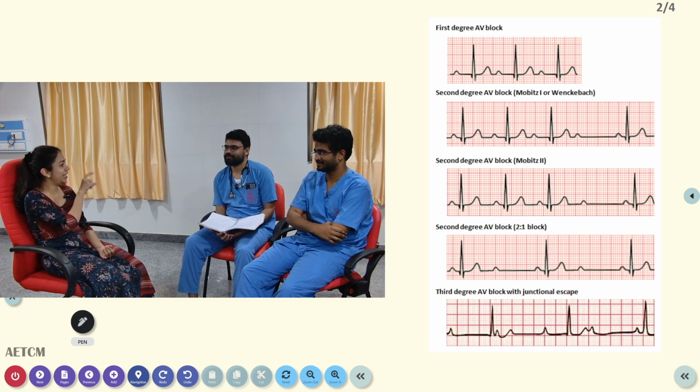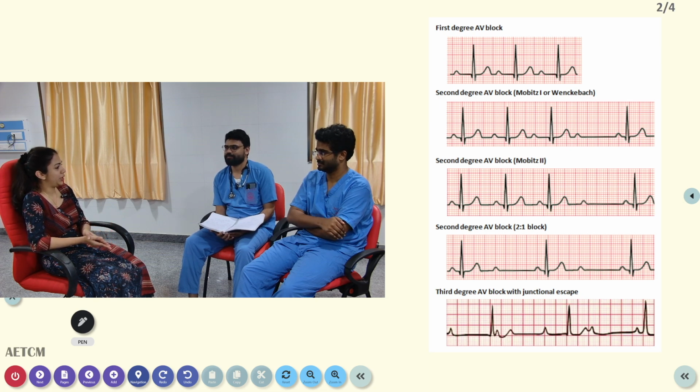So C for cardiac, D for drugs. Then E, electrolytes. As you saw, hyperkalemia. Then F. F is difficult. F is something like an infiltrative cause, like sarcoidosis or amyloidosis. These can cause conduction problems, and that can cause bradycardia.